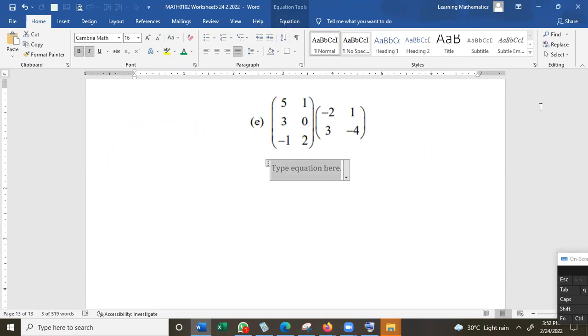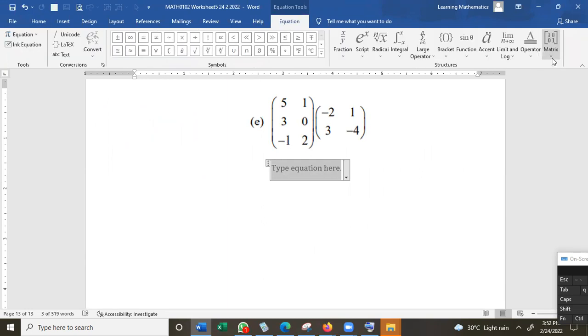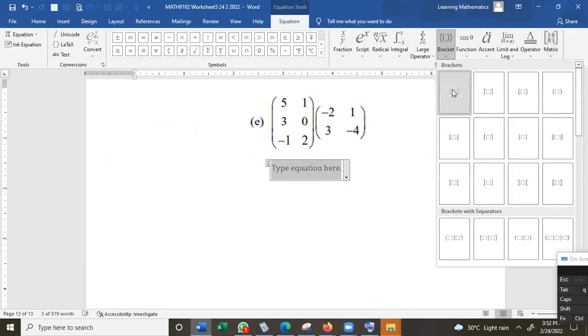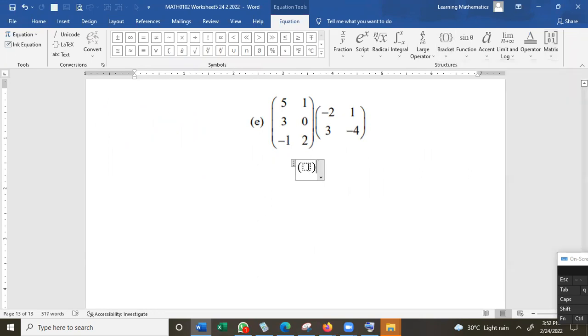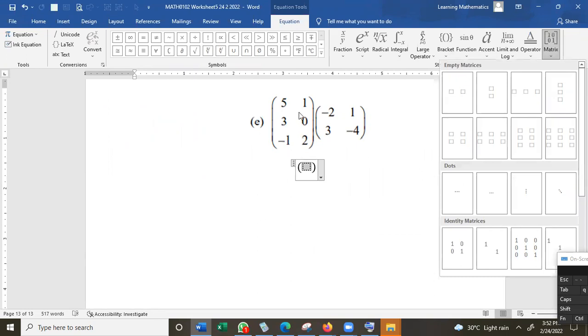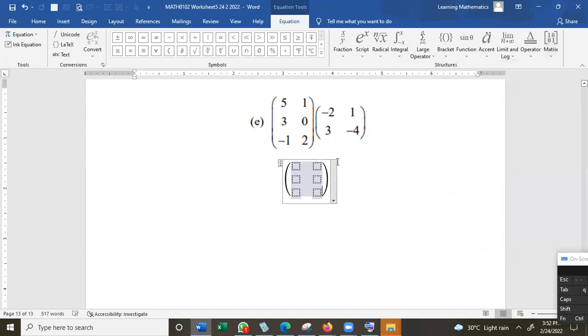So we go to equations, put our bracket, and we want a 3 by 2 in this bracket because we know our answer will have 3 rows and 2 columns. There it is, a 3 by 2. 1, 2, 3 rows, just like the first. 1, 2 columns, just like the second.